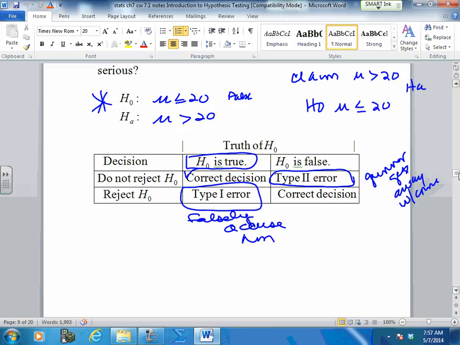Now here, do I want to let Gunner get away with taking more than $20? Well, maybe I'll catch him another time. But do I want to falsely accuse him? I don't think I really want to falsely accuse him. That to me would be a worse error. What about the going to jail one? Which one would that be though? Which one's worse? The falsely accused one? Again, it depends on your crime.